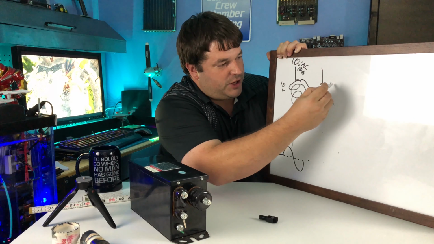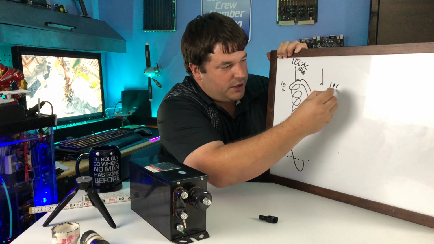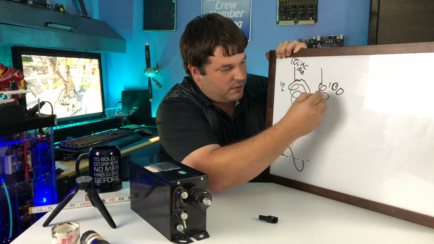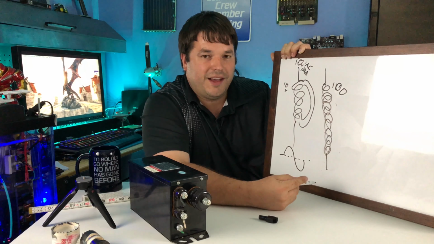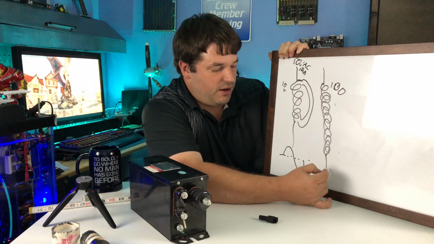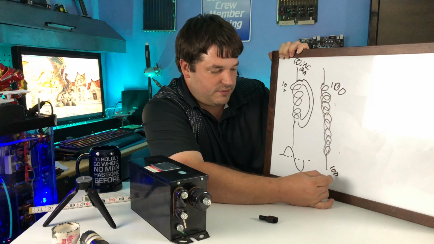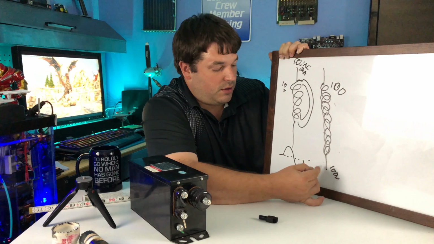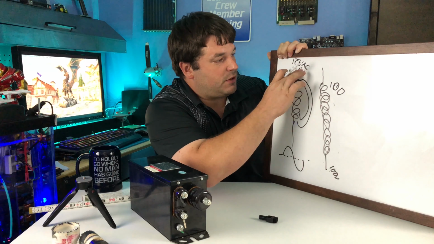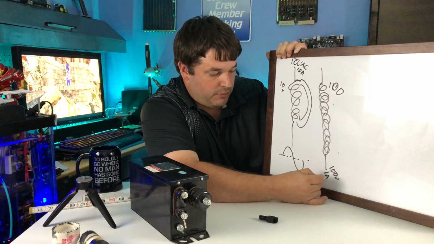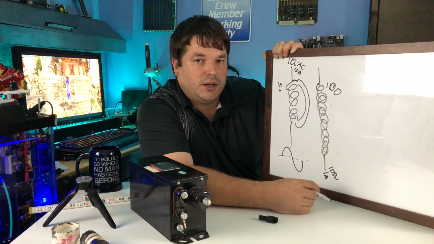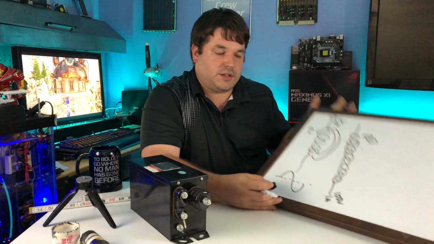However, if I change this to 100 turns, now I get 100 volts with a 1 amp. I'm sorry, I didn't change the amps here. 10 amp. With a 1 amp potential. Here's where that makes a difference.